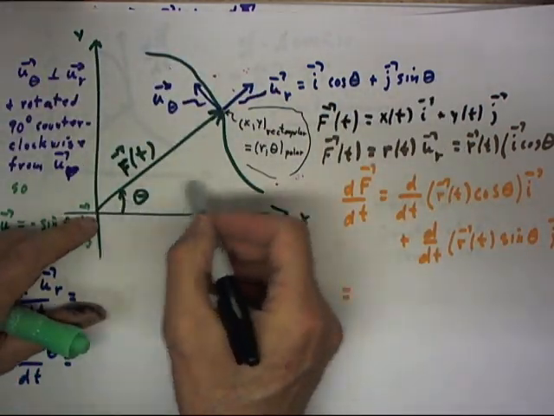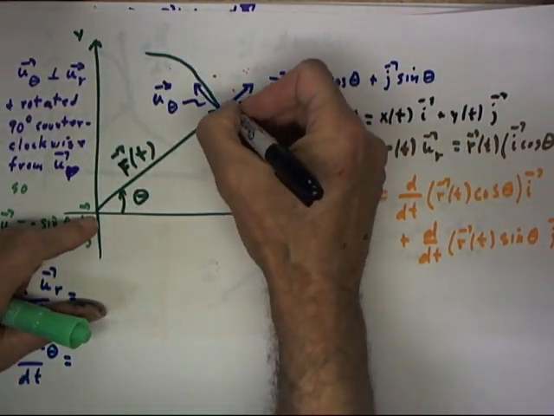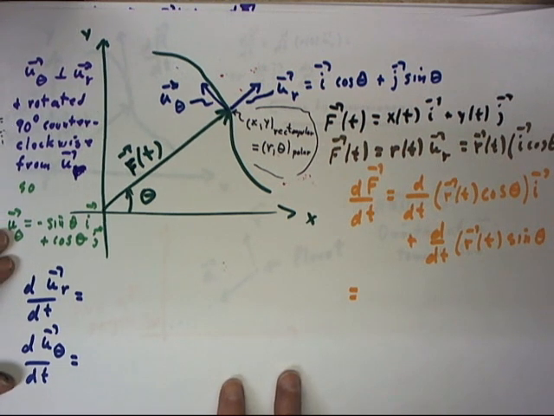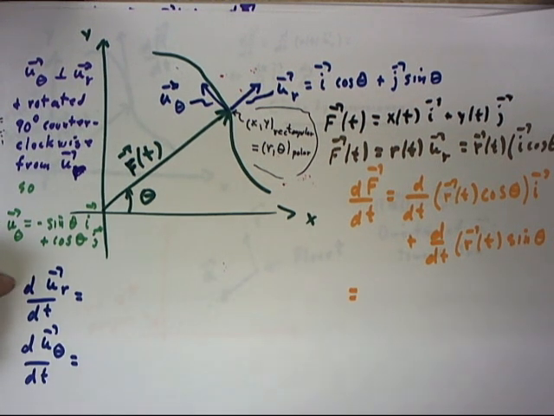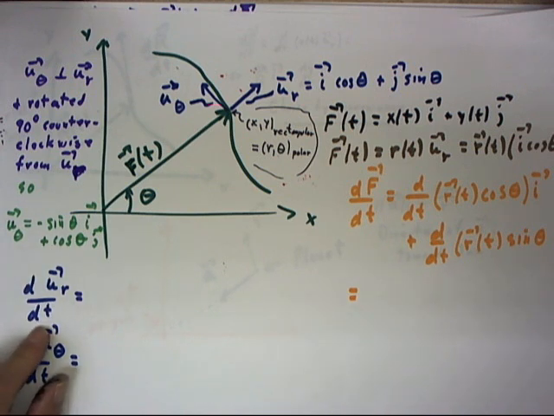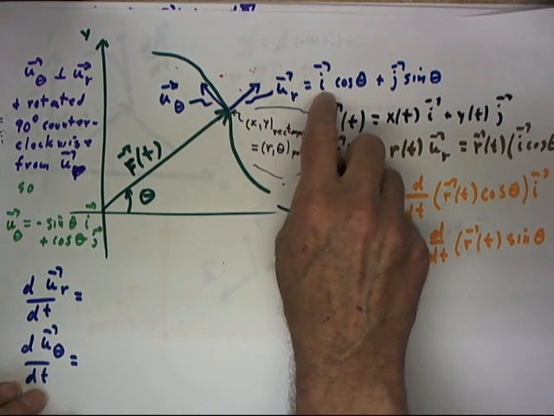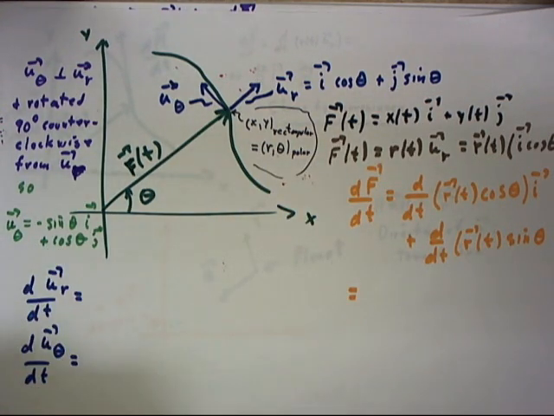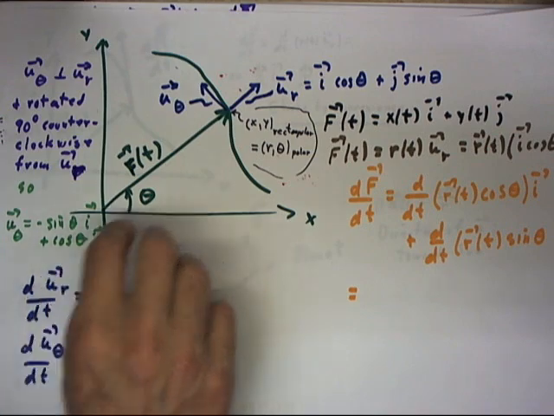We've seen now that as t changes, typically our u_r and u_theta vectors are going to change along with t. Let's ask what the rate of change of the r and theta vectors might be. So we take the t derivative of our u_r and the t derivative of our u_theta vectors. What do we get? Well, u sub r is i cosine theta plus j sine theta, u sub theta is negative sine theta i plus cosine theta j.